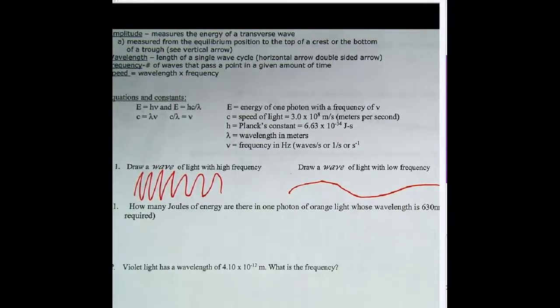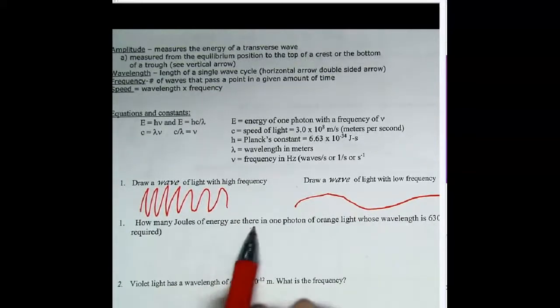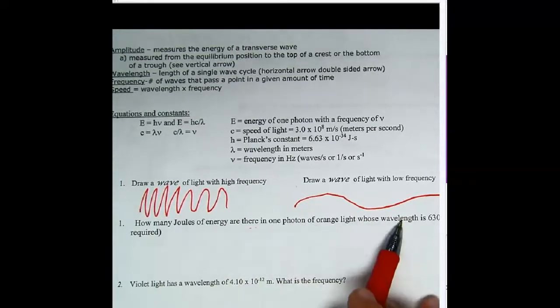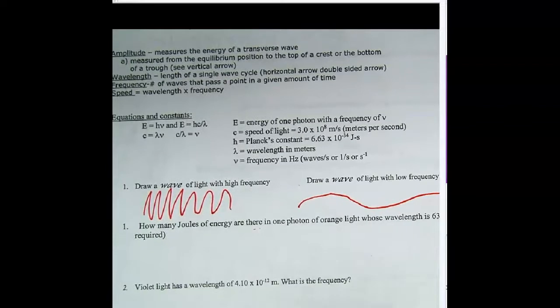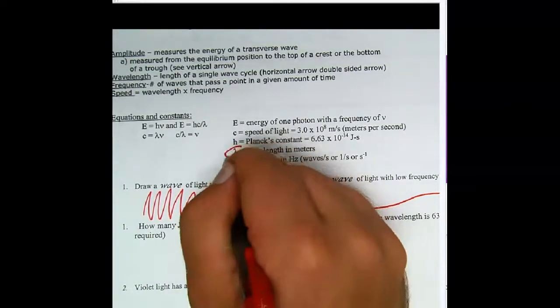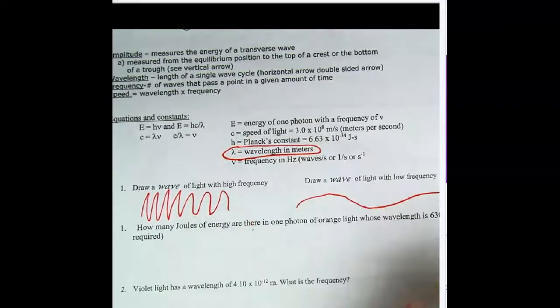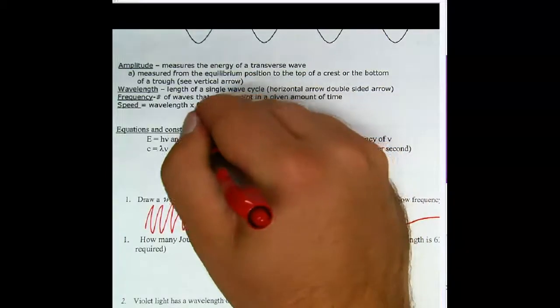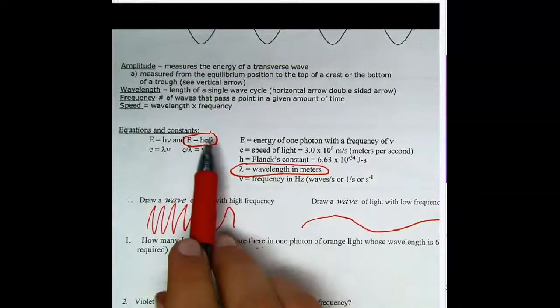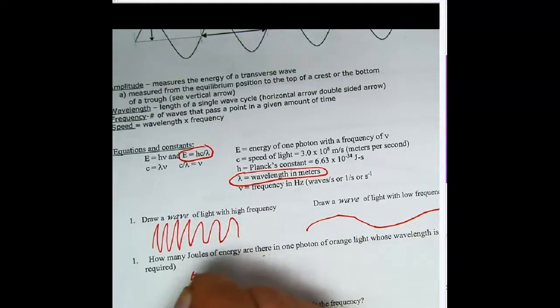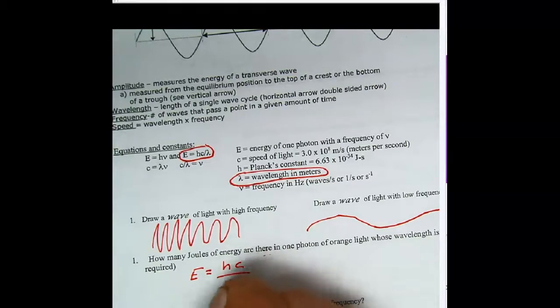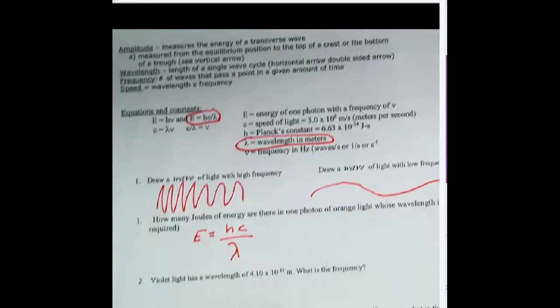Now number 1 says, how many joules of energy are in one photon of light that has a wavelength of 630 nanometers? My wavelength is the lambda, right? It's up here. It looks like that. Now this is tricky because I have to use this equation where lambda is given and I'm solving for energy. So I'm going to write that down. I'm solving for energy and it has h times c divided by lambda. Okay, that's kind of a lot.